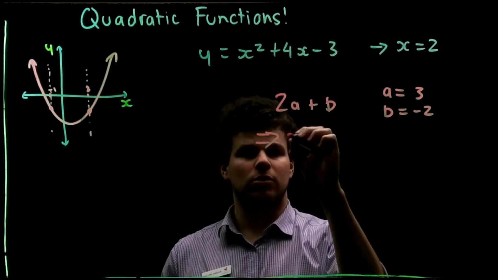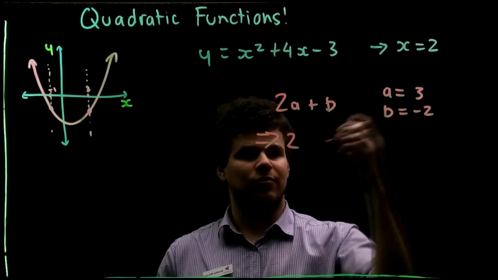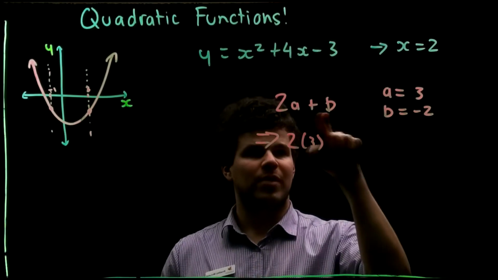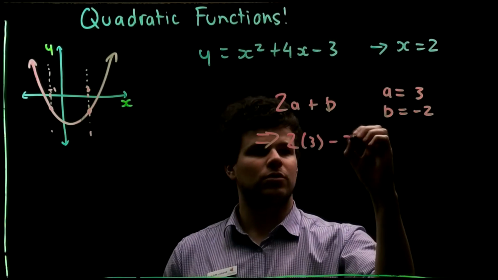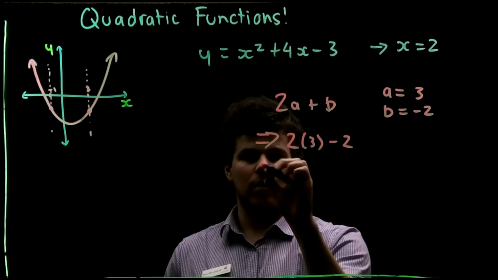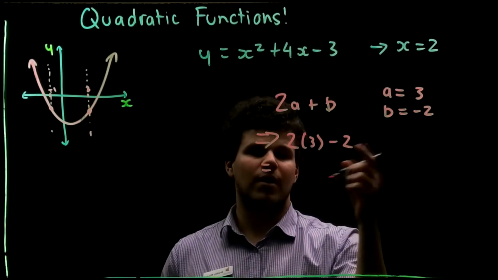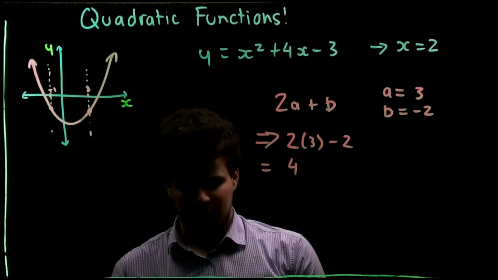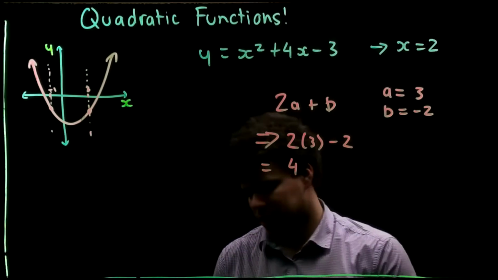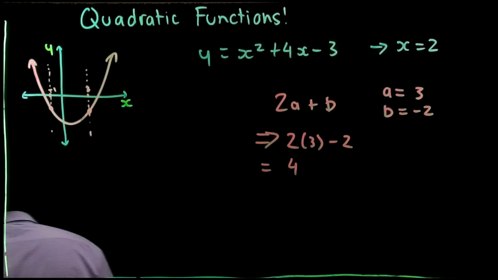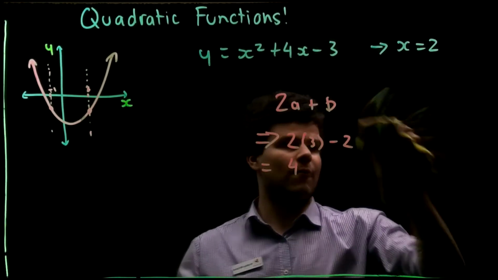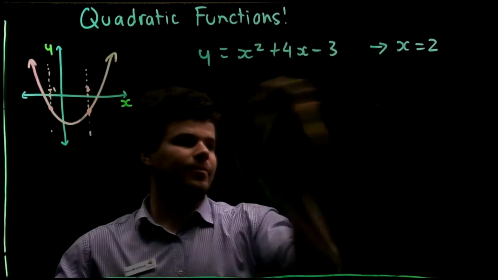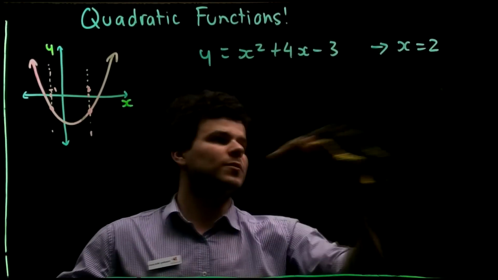So we've got 2, well, a, we know that's 3, so we put 3 in, plus b, well, that's minus 2. Work that one out. So 2 times 3 is 6, minus 2 is 4. Won't spend too long on that. So that was the general premise of what we did there, and it's very similar to what we do here. So I'm just going to erase that. It's going to be the same sort of thing.